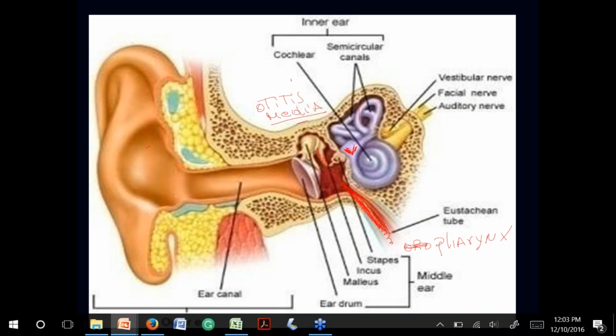And I was showing you, if you push the tragus and you trigger a lot of pain, that is a sign of otitis media. All right, so let's keep going. So we have in the cochlea the Corti organ, which is going to detect the vibration.